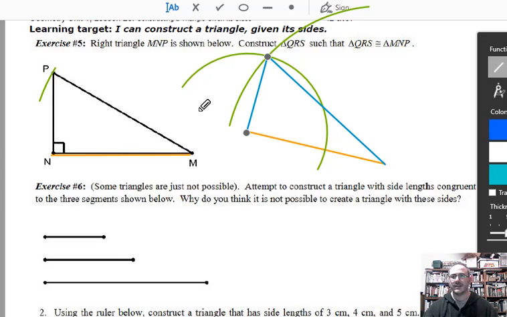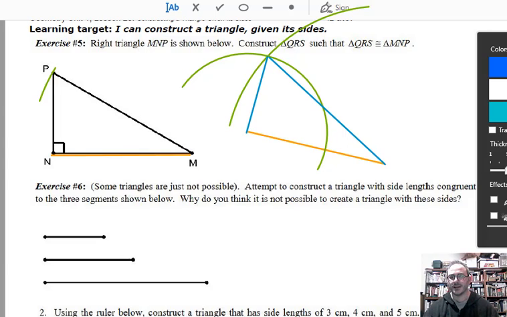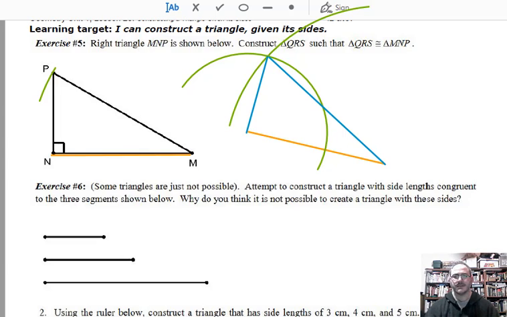I need to call this one, let me grab my pen, let me choose a color that I haven't used yet. All right, so if this is MNP, and I say these two are congruent, then this has to be Q, R, and S. All right, QRS. We have constructed QRS such that triangle QRS is congruent to triangle MNP.